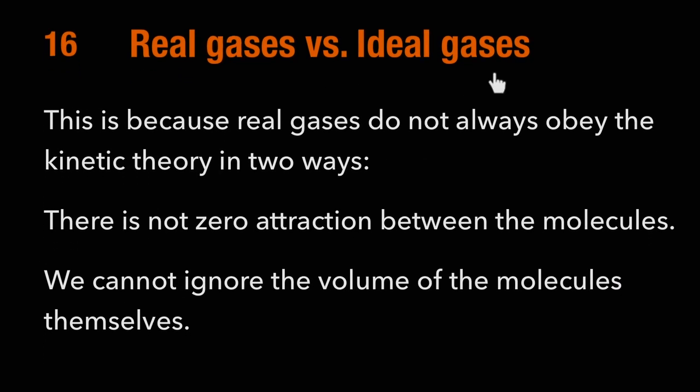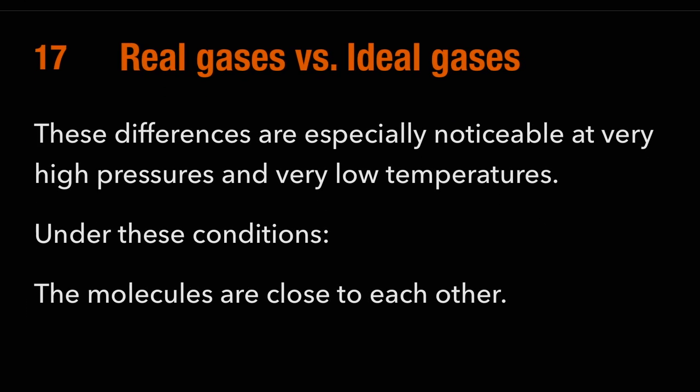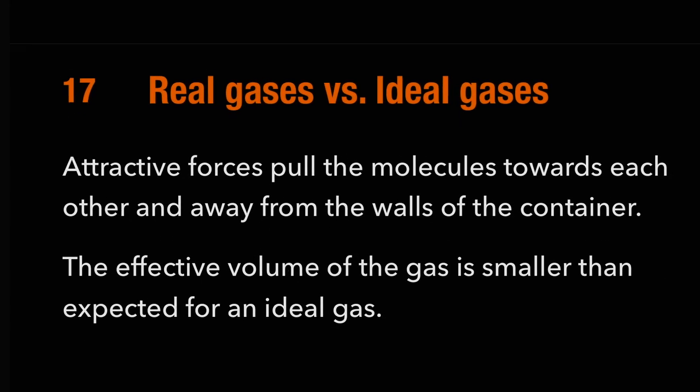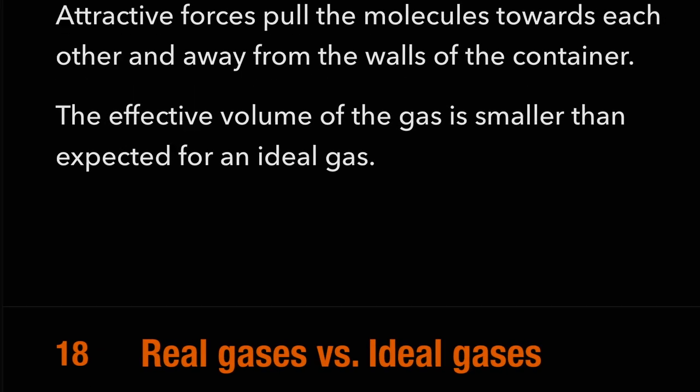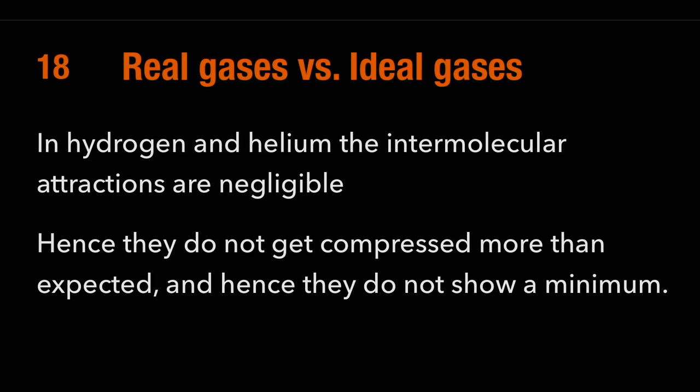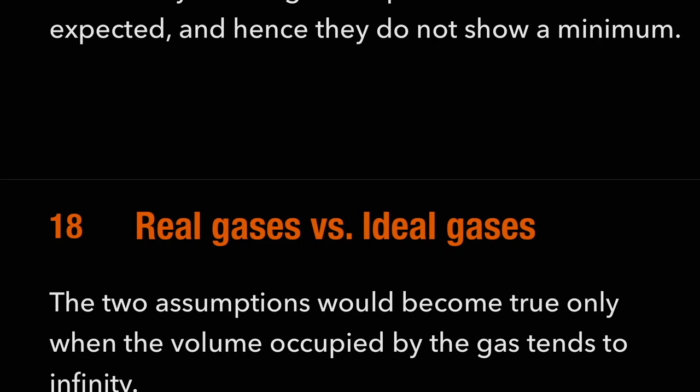And why don't the real gases behave ideally? Because they have attraction and we cannot ignore the volume of molecules. These differences are especially noticeable at very high pressures and low temperatures. Very high pressure and low temperature means molecules are closer to each other, their volume is non-negligible and the van der Waals forces are stronger. So, why does it decrease? The molecules attract each other and get closer. In hydrogen and helium, the intermolecular forces are very small. So that's why they don't have a minimum.